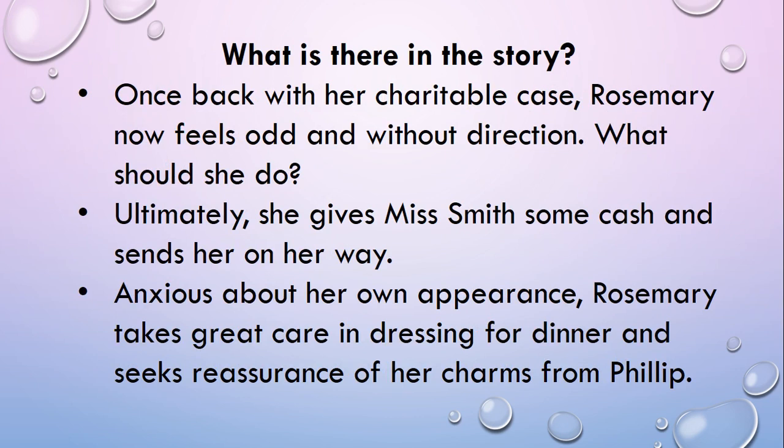Rosemary takes great care in dressing for dinner and seeks reassurance of her charms from Philip. So she wanted Philip to praise her, and for that she dressed herself in a better way. She made her appearance look very beautiful so that Philip praises her and not another lady. Actually, Philip praised that lady because he knew that if he does that, then Rosemary will send that lady away from the house. It was his trick in real.